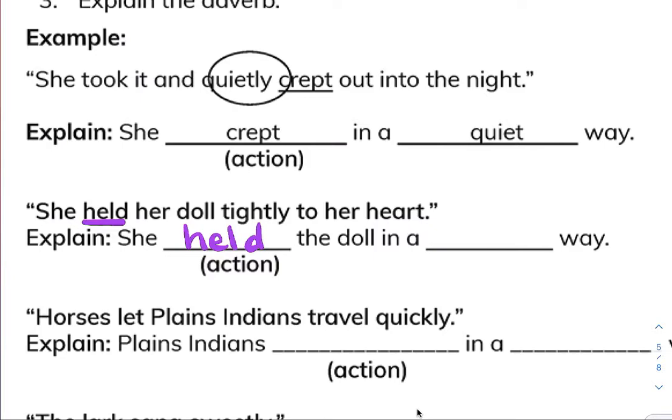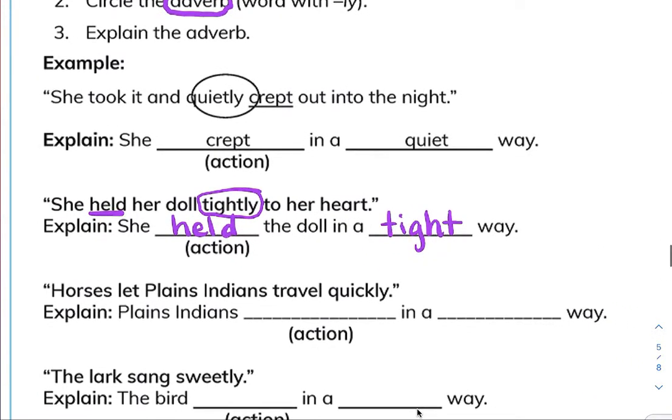And how did she hold her doll? Good, tightly. She held the doll tightly to her heart. Now we're not just going to write tightly on here. No, don't do that. Let's read this sentence. She held the doll in a blank way. She held the doll in a tight way. So we're going to take the ly off the end to describe that adverb.